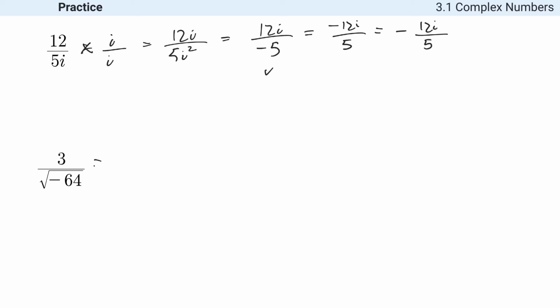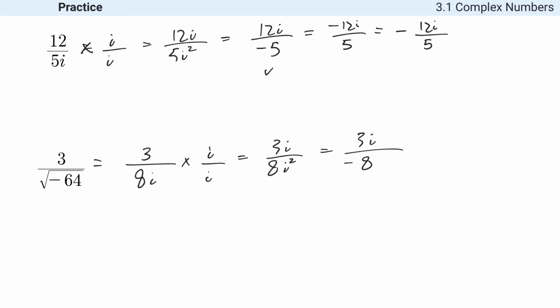Okay, for this bottom one, first I would change this to an i form. So it'd be 3 over 8i, and then I'll have to multiply top and bottom by i. So 3i over 8i squared, or 3i over negative 8.